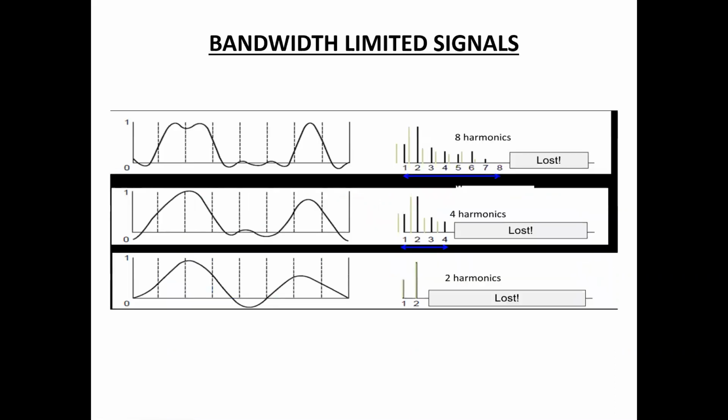Next one is bandwidth limited signals. The definition of bandwidth is the maximum amount of data transmitted over an internet connection in a given amount of time. Limiting the bandwidth means limiting the data rate.